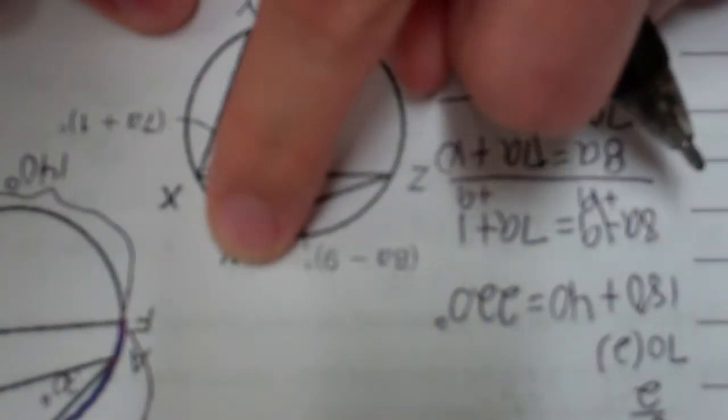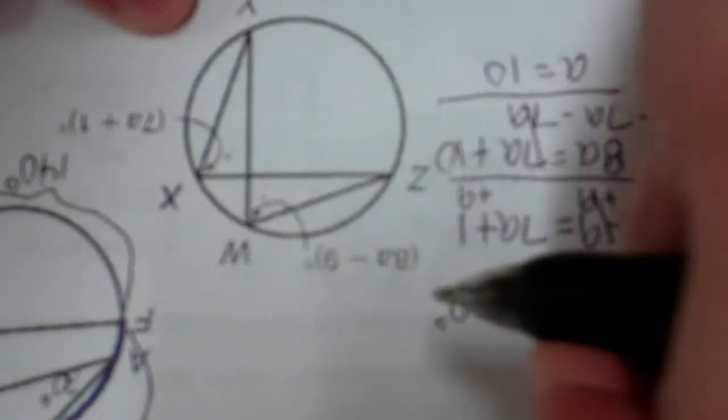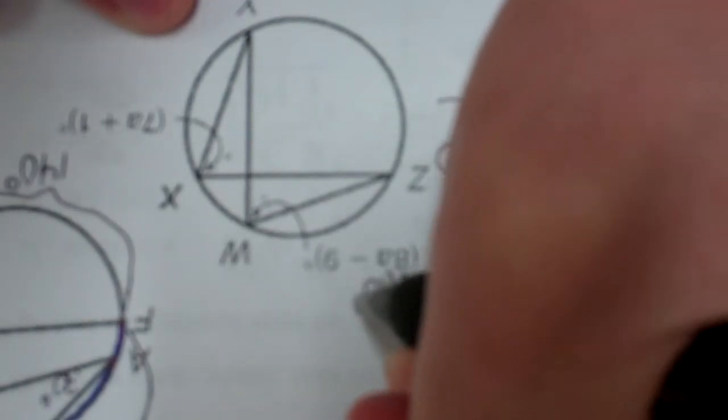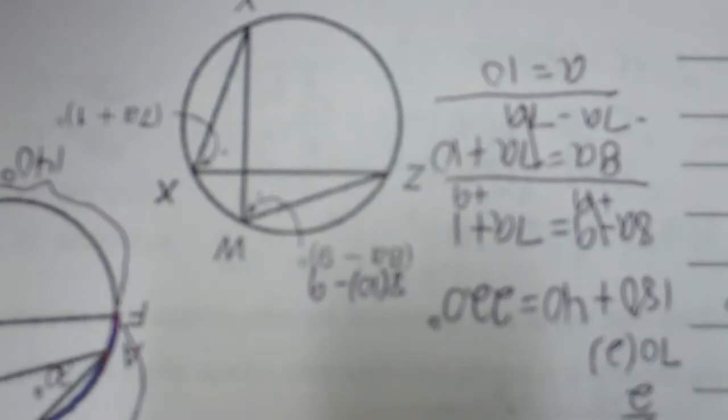The next one's asking for the measure of angle ZWY. So here's ZWY. So it's asking for the angle. So we're going to plug this 10 in for A. So 8 times 10 minus 9.